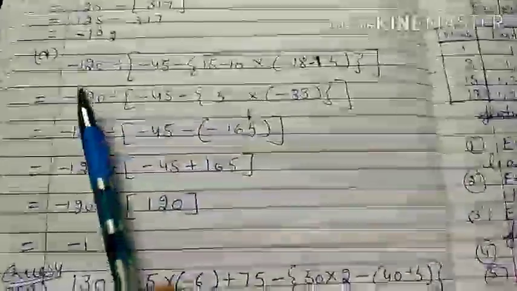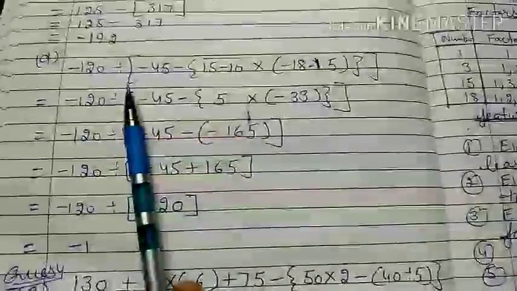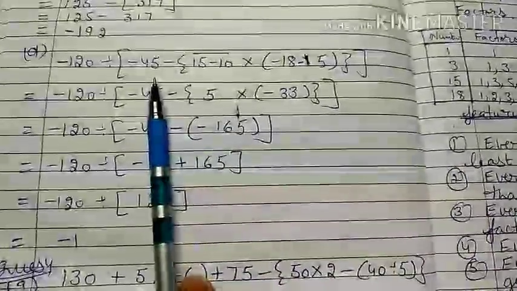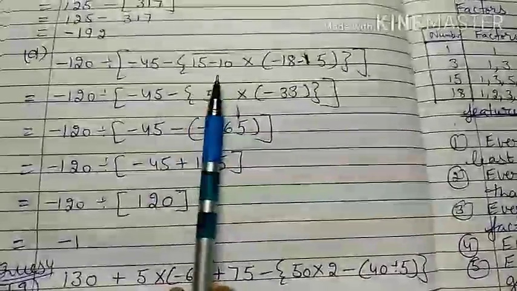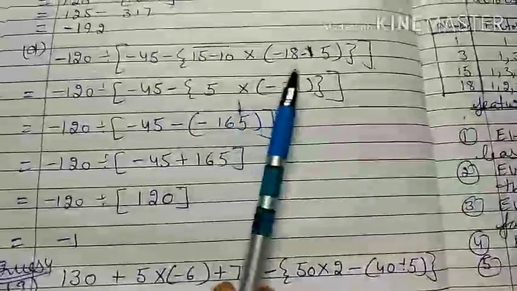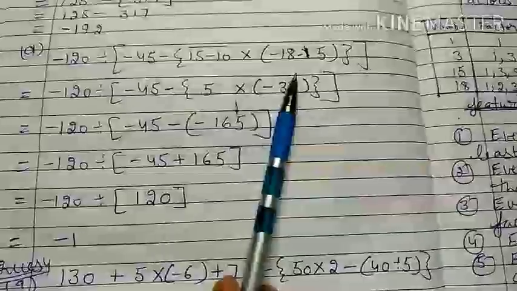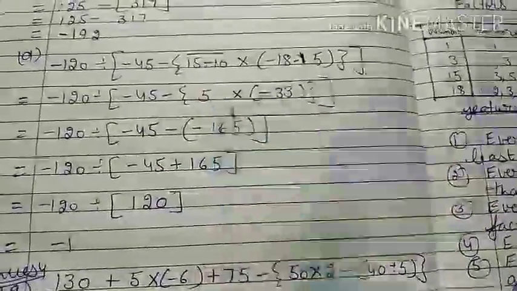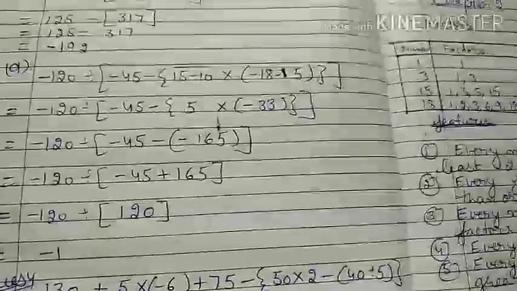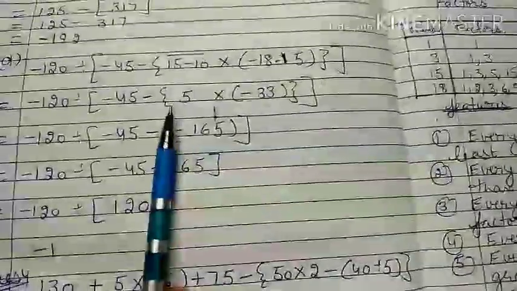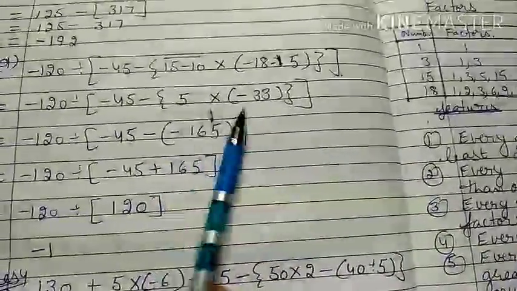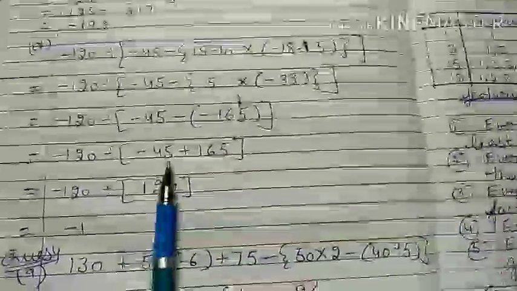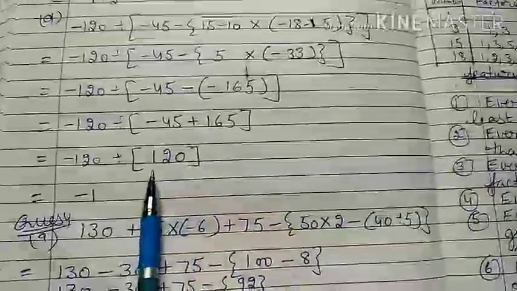Now the D part. Minus 120 divided by minus 45 minus 15 minus 10 into minus 18 minus 15. Here minus 18 minus 15 gives me minus 33, and if I solve this bracket, 15 minus 10 gives me 5. After that you have to solve this curly bracket. 5 into minus 33 is minus 165, minus minus 45 plus 165 gives me 120.